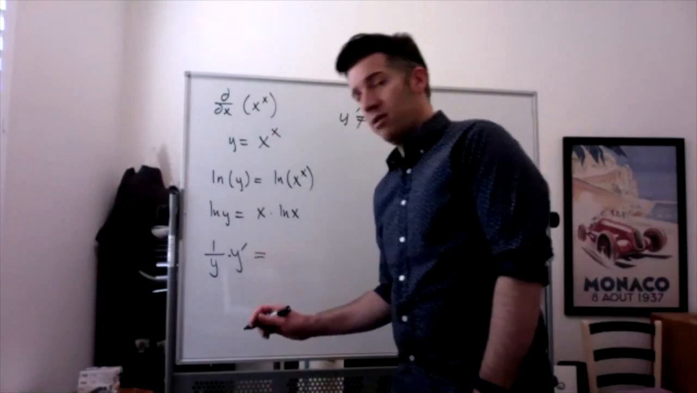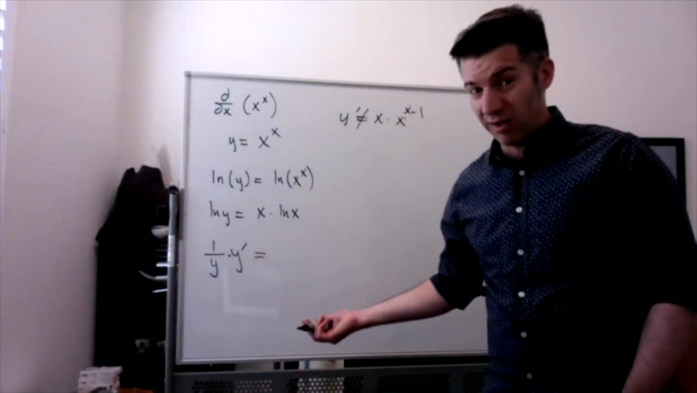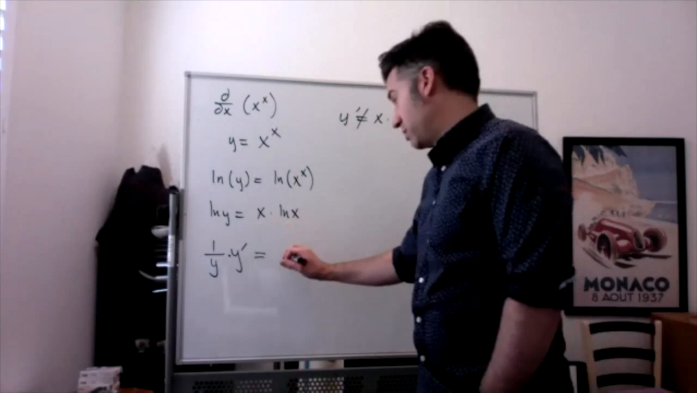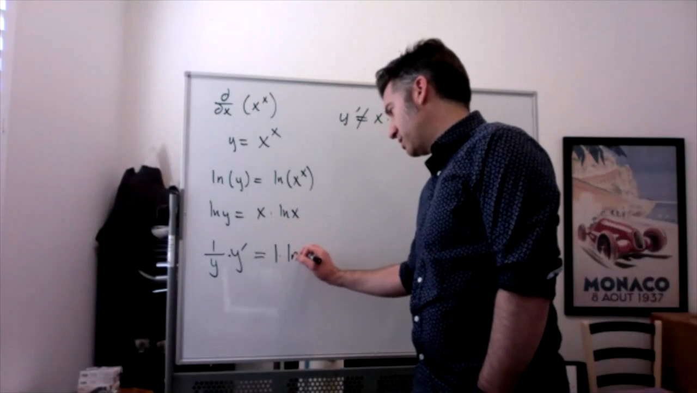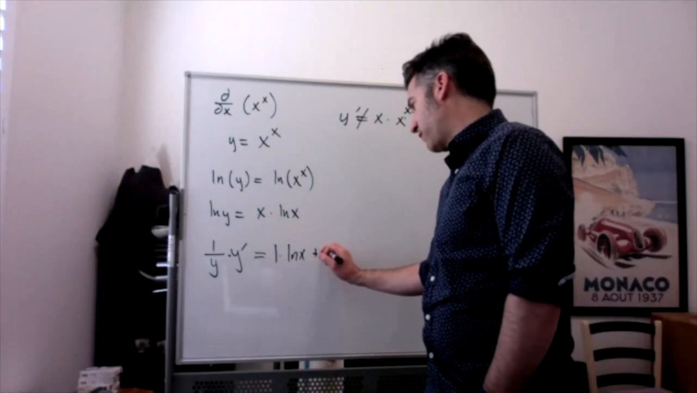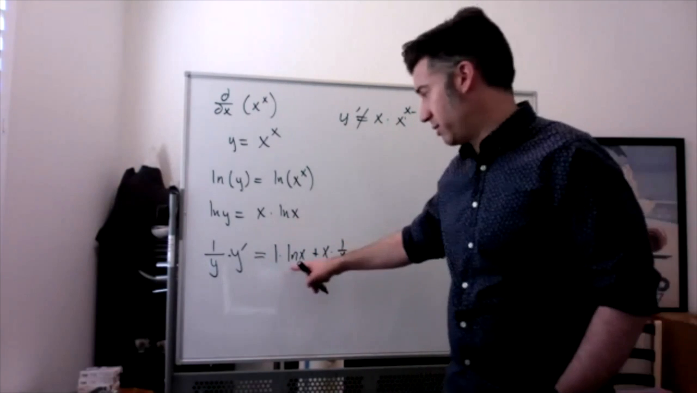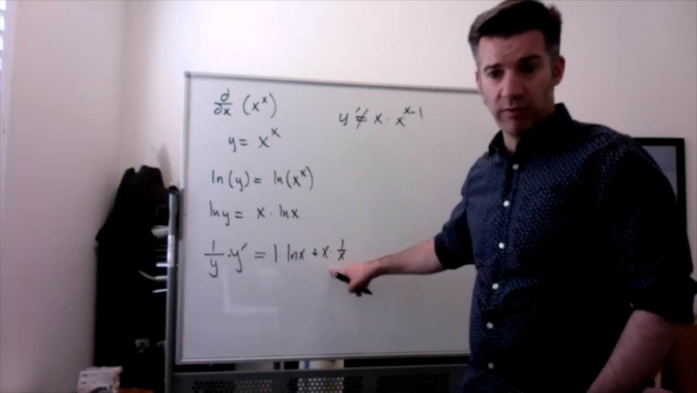On the other side, we have to use the product rule because we have a variable times another variable. So it's going to be the derivative of the first part times the second part plus the first part times the derivative of the second part. So 1 times natural log of x plus x times 1 over x.